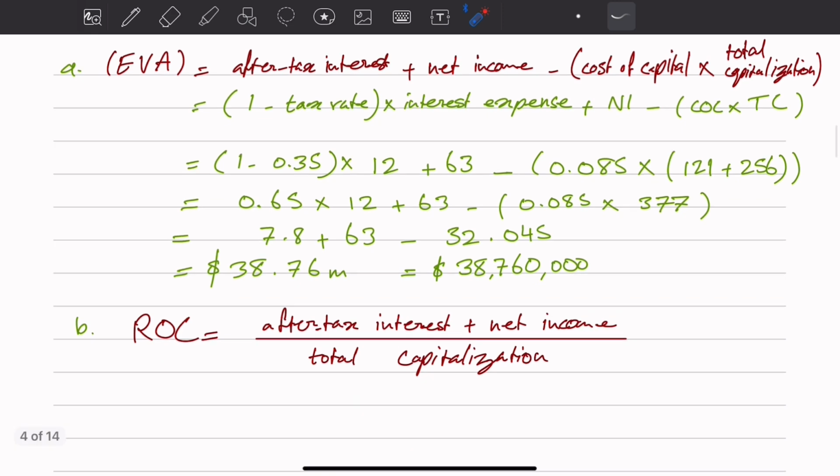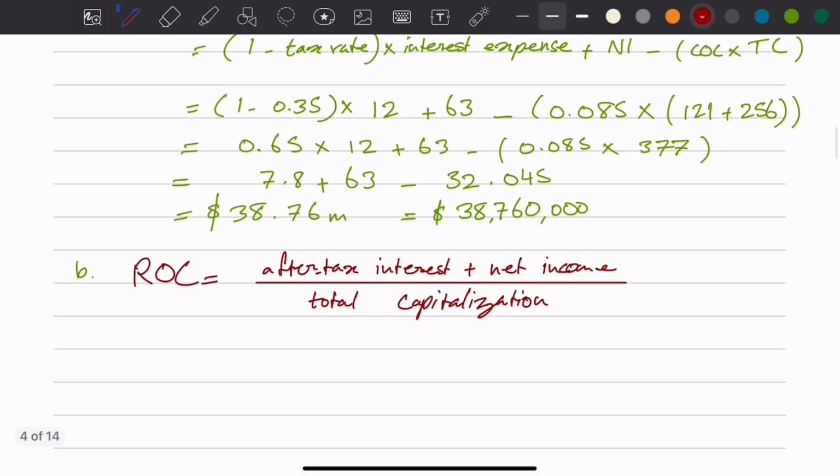Okay, so I could use the numbers that I have already calculated and substitute directly, but just to make sure that we are on the same page, I'm going to write down my numbers again. So 0.35 multiplied by 12 plus 63, divided by 121 plus 256. Okay.